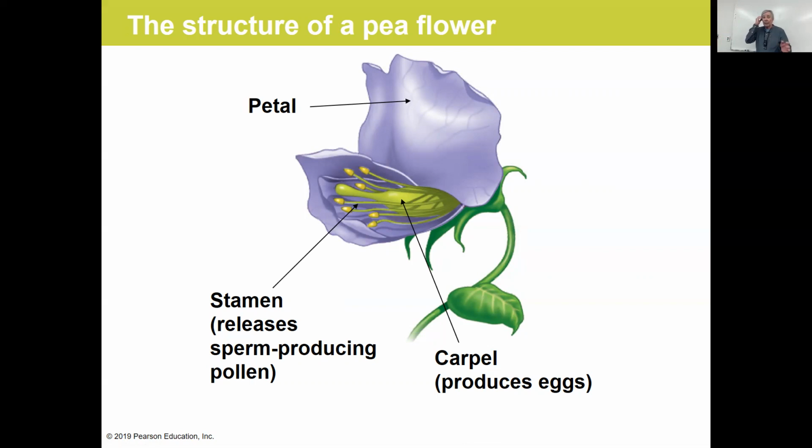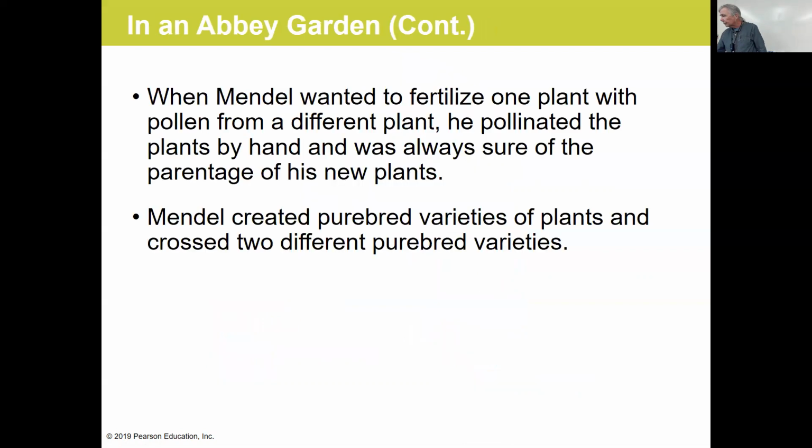So they cannot self, but peas can, and that was a really important characteristic for Mendel. Okay, so when Mendel wanted to fertilize one plant with pollen from a different plant, he pollinated the plants by hand. This was really meticulous, tedious work, and therefore he was always sure of the parentage of new plants.